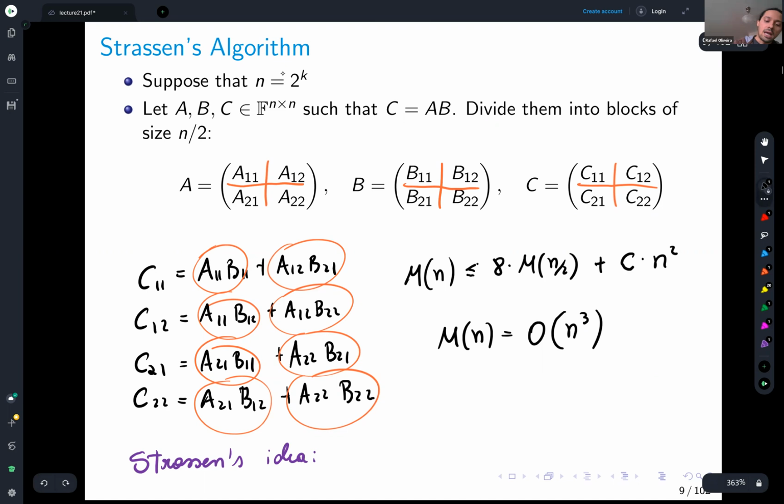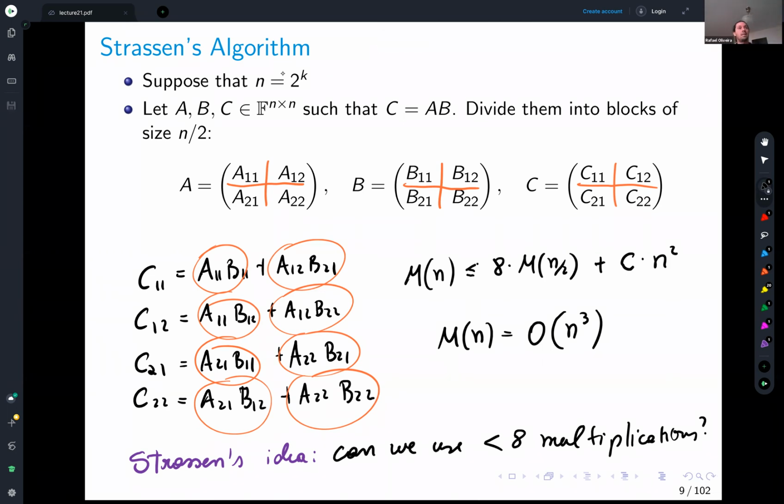Or like, can we use less than 8 multiplications, like strictly less? Okay. And the answer is yes. And then he found those multiplications, and we're going to look at it now, right?